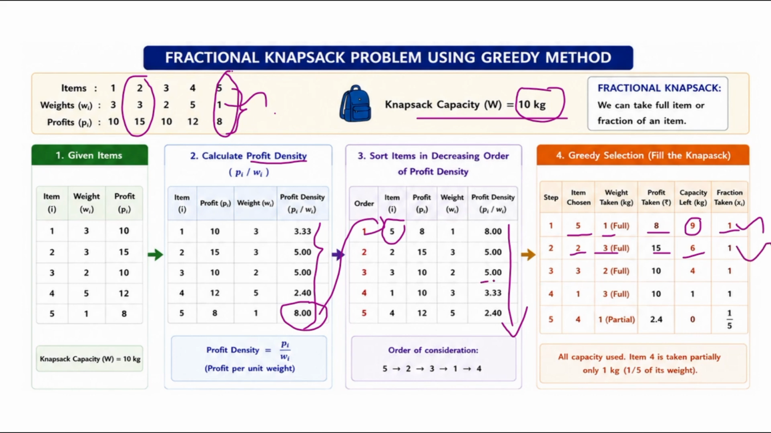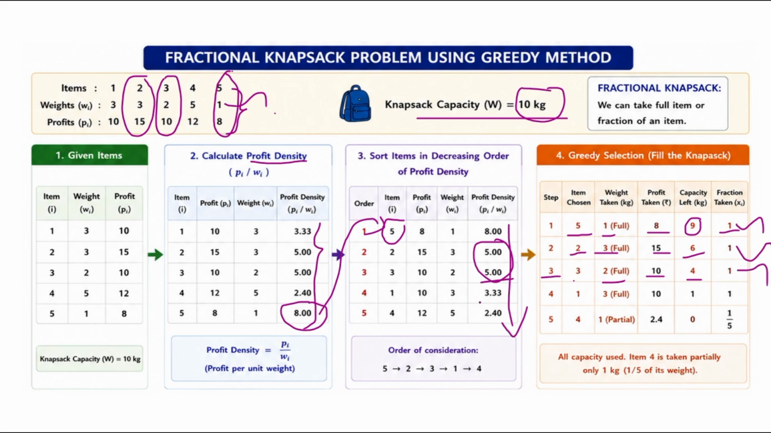Then the next highest profit density is item 3. Here the two items have the same profit density, so we can take 2 or 3 first. Okay. Then here item chosen is 3. What is the weight and profit of this particular item? Weight 2 and profit is 10, right? The already available capacity is 6, and we add this item also. So 6 minus 2, now available capacity is 4. Here also we take the whole item. So put it as 1 here.